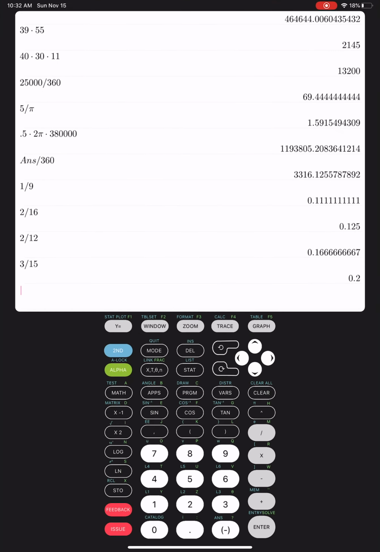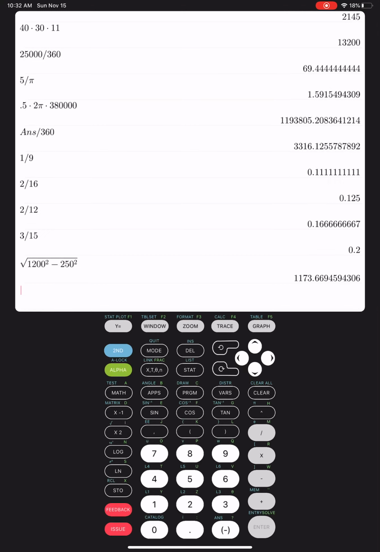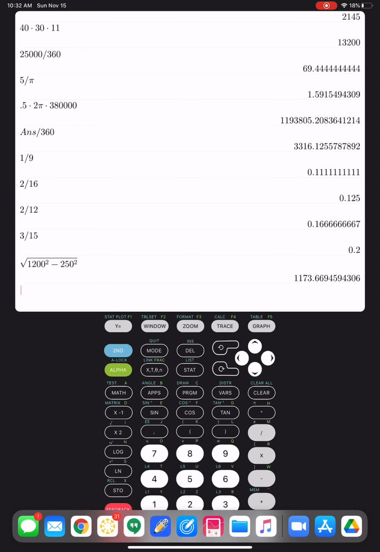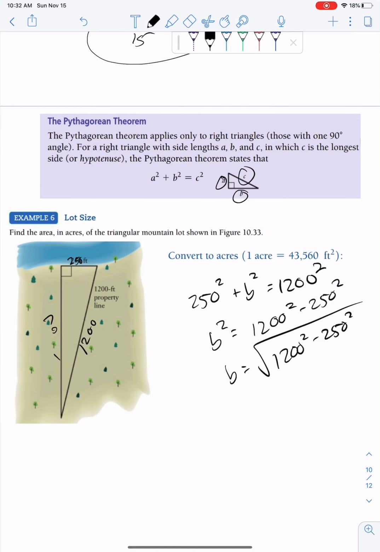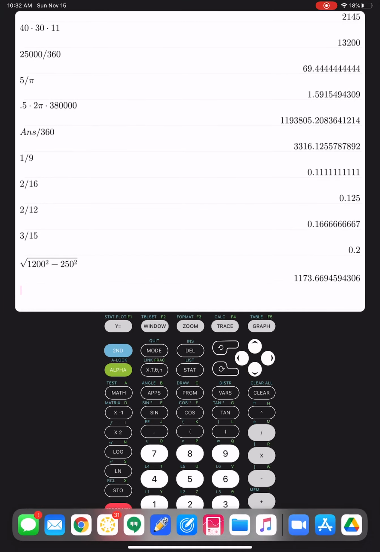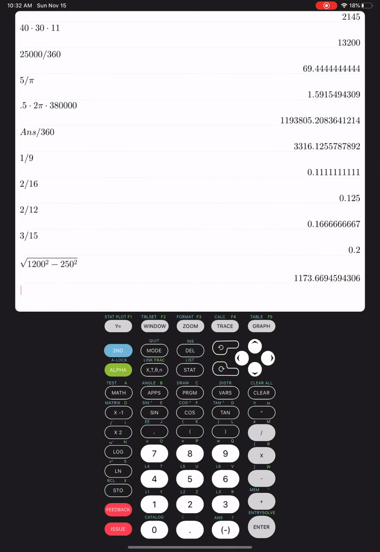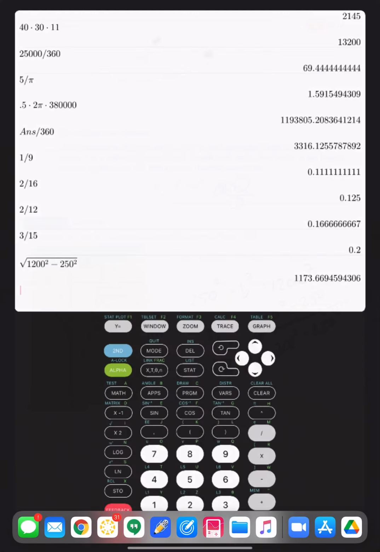So if I go second square root, 1,200 squared minus 250 squared is going to equal 1173.7. So we'll say this is 1173.7. All right, so let's double check our math. We're good there.